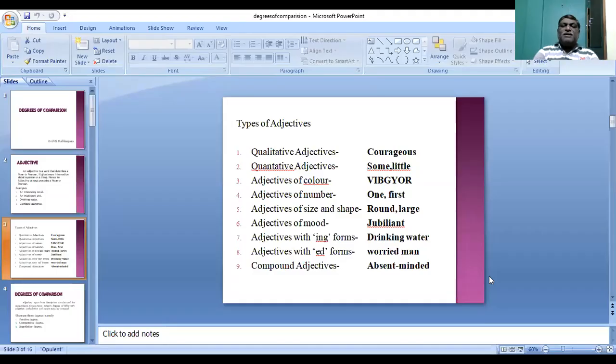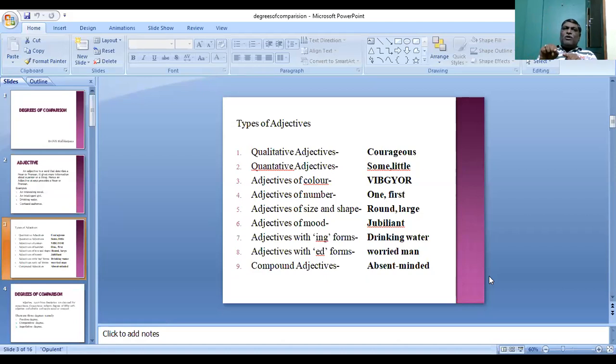Similarly, you can also see adjectives formed with ed forms. For example, with ed, like worried man. When you say worried man, here worried could be V3 form, but here it is used as an adjective. Just like the ing form, which we have seen is used as a verb in continuous tense in a different context, simultaneously it is used as an adjective. We have seen that already.